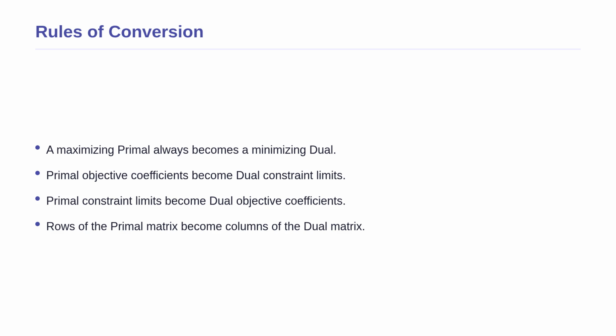First, if the primal is a maximizing problem, the dual will always be a minimizing problem. Second, the coefficients in the primal's objective function become the right-hand side limits of the dual's constraints. Similarly, the right-hand side limits of the primal's constraints become the coefficients in the dual's objective function. Finally, the rows of the primal's constraint matrix become the columns of the dual's constraint matrix. It is a perfect structural flip.